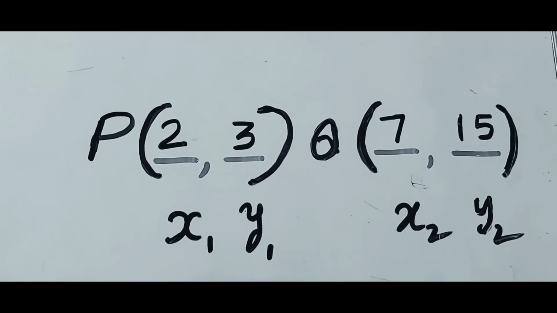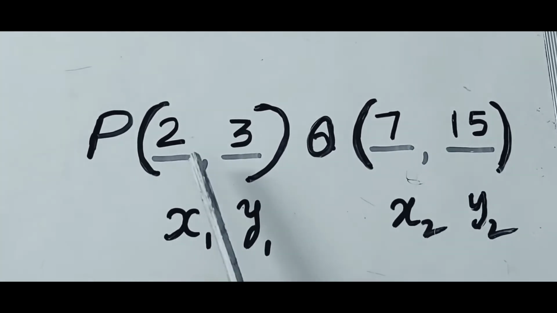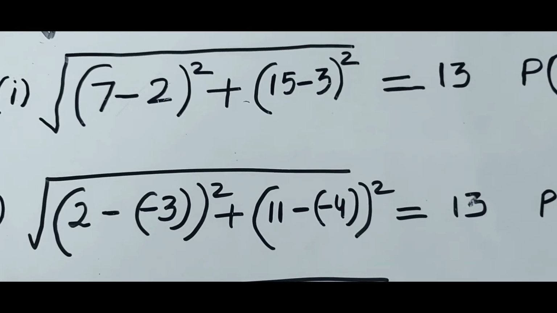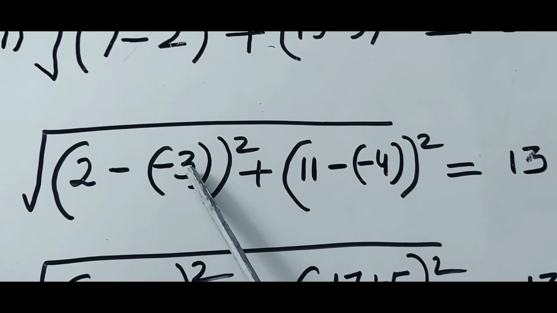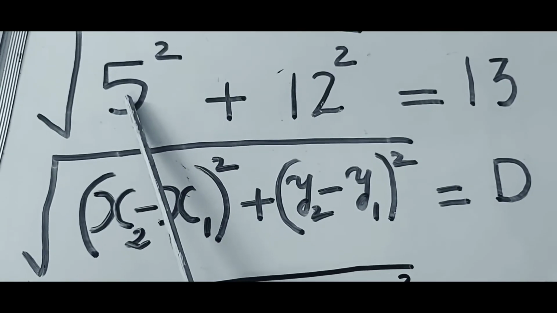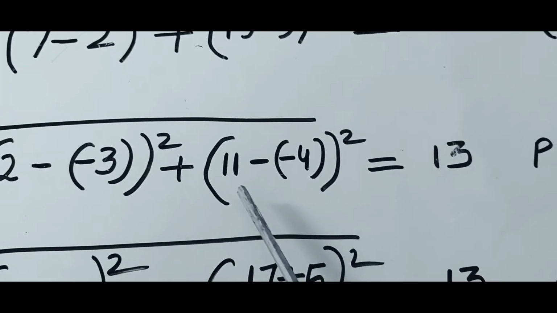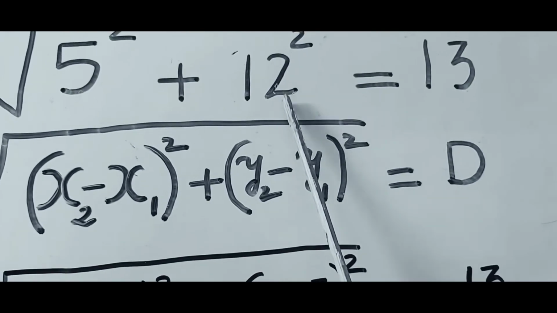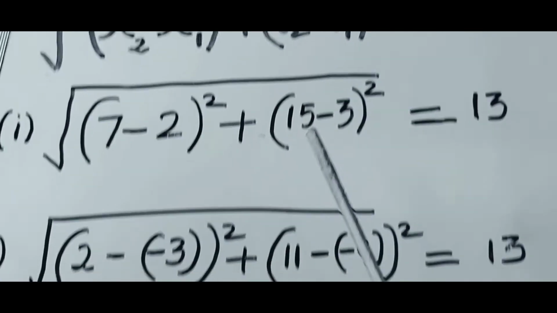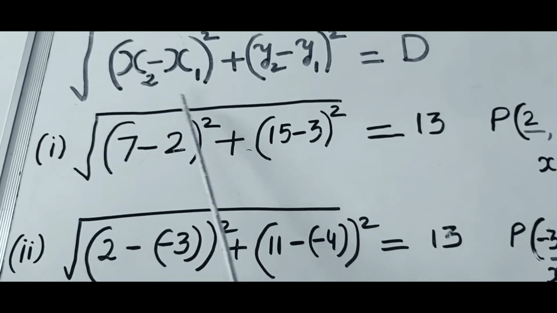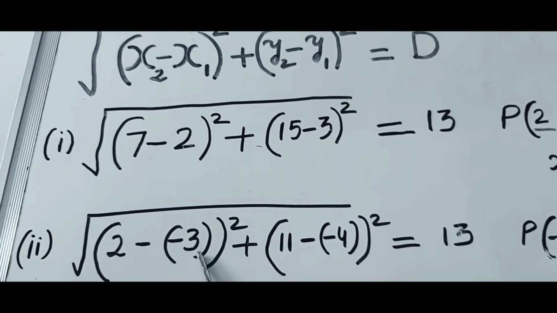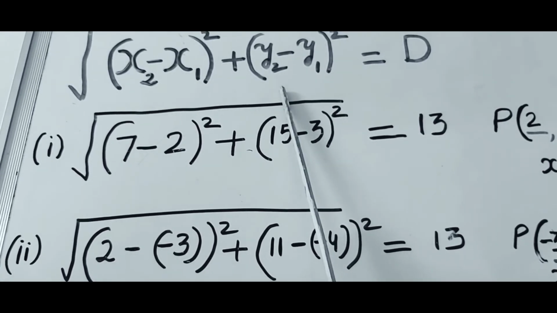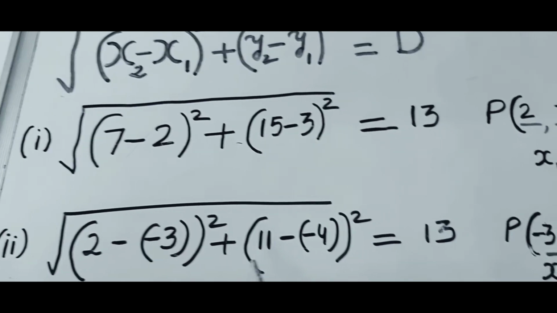If you want to insert some minus signs in the coordinates, you can of course do that by changing the values. Here 2 minus of minus 3 again gives you 5. Similarly, 11 minus of minus 4 gives you 12. So x1, x2 are minus 3, 2, whereas y1, y2 are minus 4, 11.